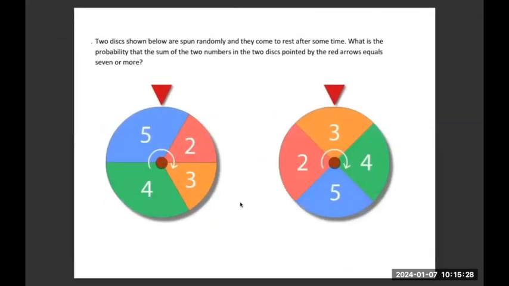Here, you're given 2 discs. These 2 discs are spun randomly and they come to rest after some time. What is the probability that the sum of the 2 numbers in the 2 discs pointed by the red arrow equals 7 or more? We have to find the probability that the sum of the 2 numbers which come in both the discs equals 7 or more.